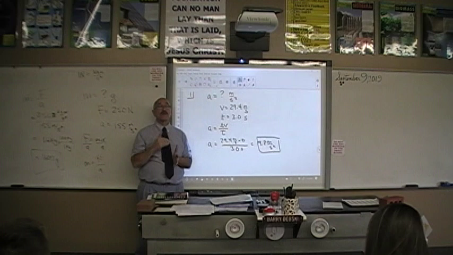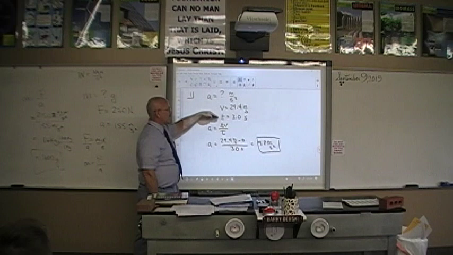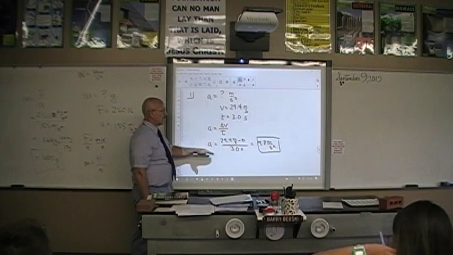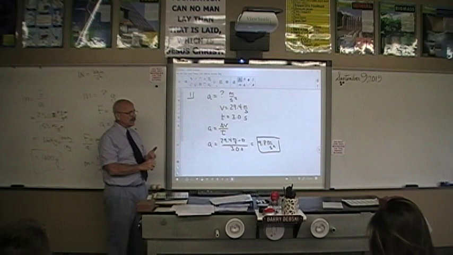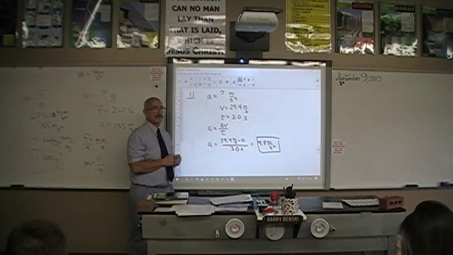Number one, acceleration. We're given velocity and time. The formula we need is change in velocity divided by time. We're going to substitute in and get 9.8 meters per second squared. I believe I did this one with you yesterday. It's really straightforward. There's no sig fig problems, no conversion factors, no manipulation of the algebra. Real straightforward. Questions here?